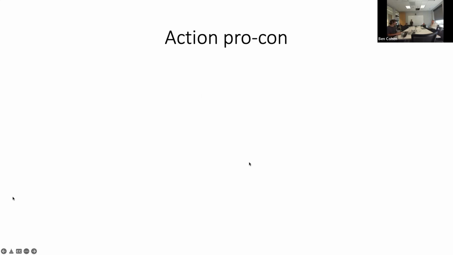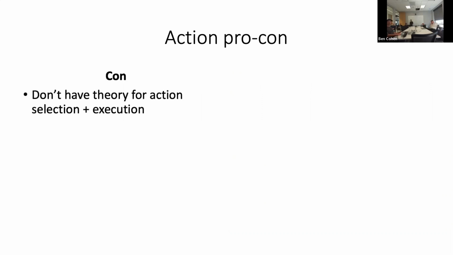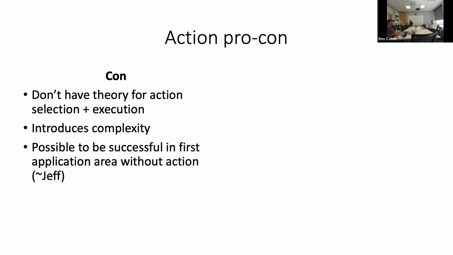Okay, now thinking about actions, I wanted to try and just talk about the advantages and disadvantages of getting to choose actions. First, the disadvantages. It's complicated and we don't yet have a whole theory about how actions are generated and executed in the brain. And so if we put a lot of effort into solving action selection, this could be a complicated or expensive task for us. And Jeff, a couple of weeks ago, you pointed out the possibility that we may be able to be successful in our first application without introducing that complexity.